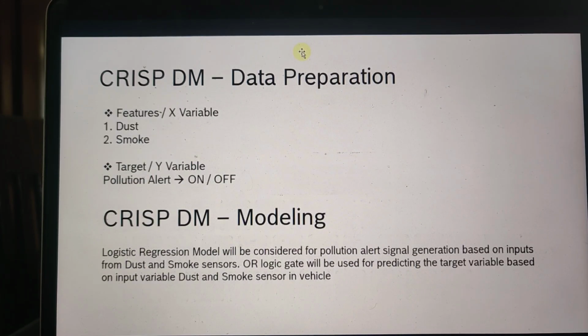The next one is the data preparation. Here the X variable is our dust and smoke sensor inputs, and the Y variable is the pollution alert. This is my internal variable, pollution alert, which will be on or off based on my inputs from the sensors. These are all the variables from the X side as well as the Y side. In the CRISP-DM under modeling, I will be considering logistic regression modeling for predicting the pollution alert signal based on inputs from both the sensors, and here I'll be using the OR logic gate for predicting the target variable based on the inputs from the dust and smoke sensors in the vehicle.